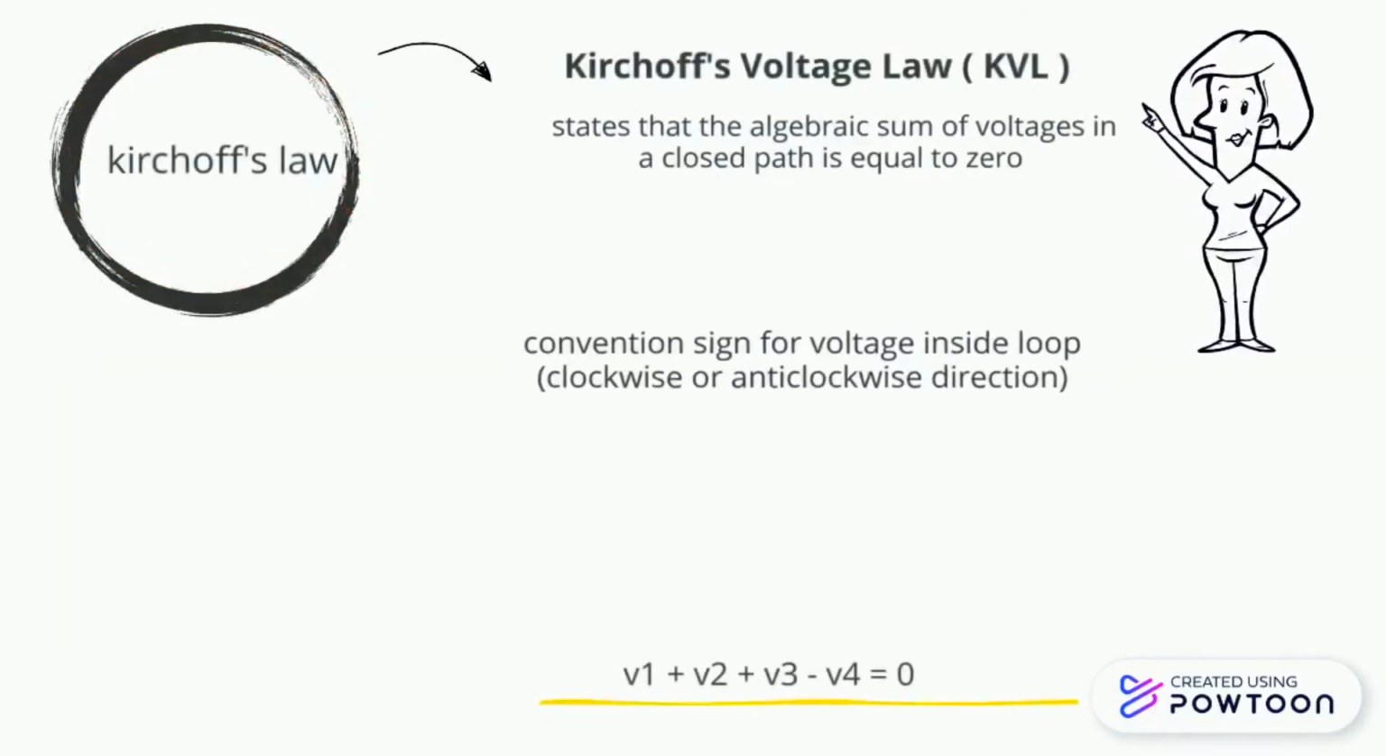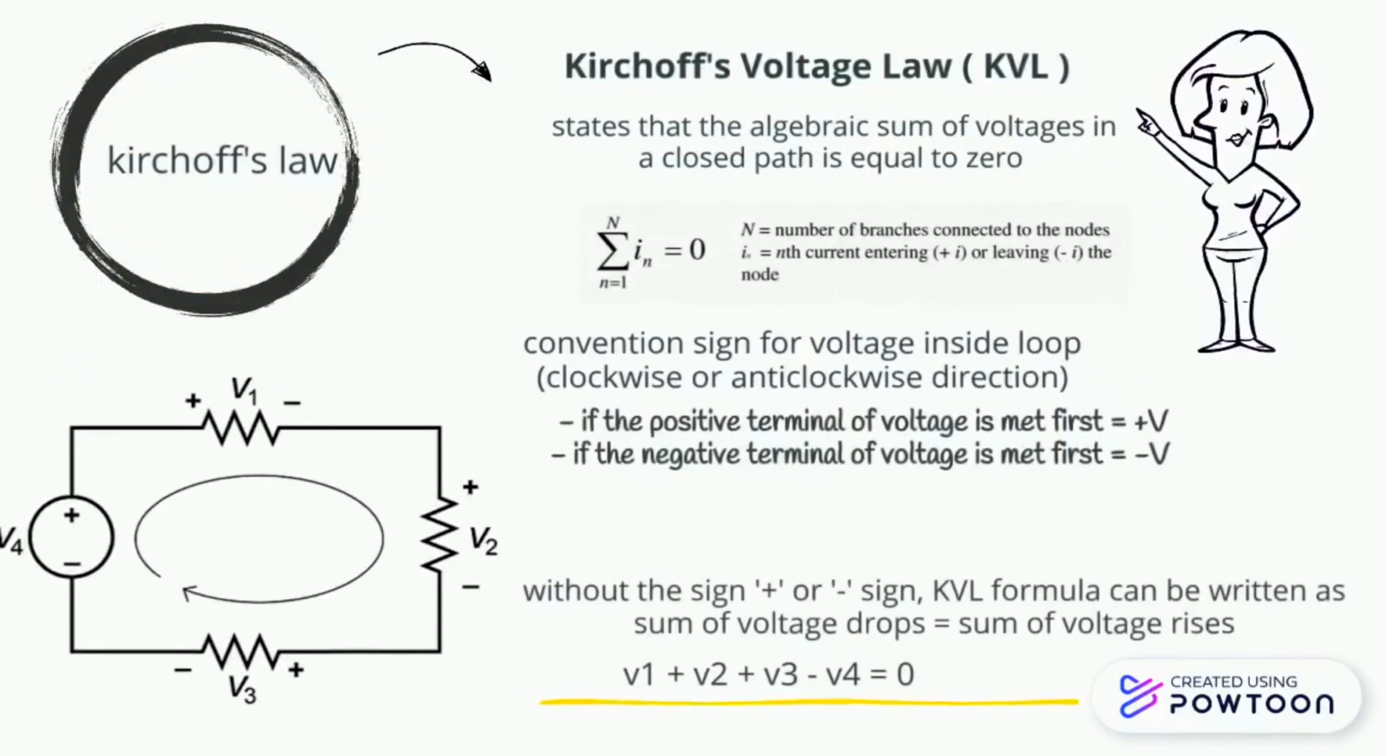Kirchhoff's second law, the voltage law, KVL. Kirchhoff's voltage law, or KVL, states that in any closed loop network, the total voltage around the loop is equal to the sum of all the voltage drops within the same loop, which is also equal to 0. In other words, the algebraic sum of all voltages within the loop must be equal to 0.